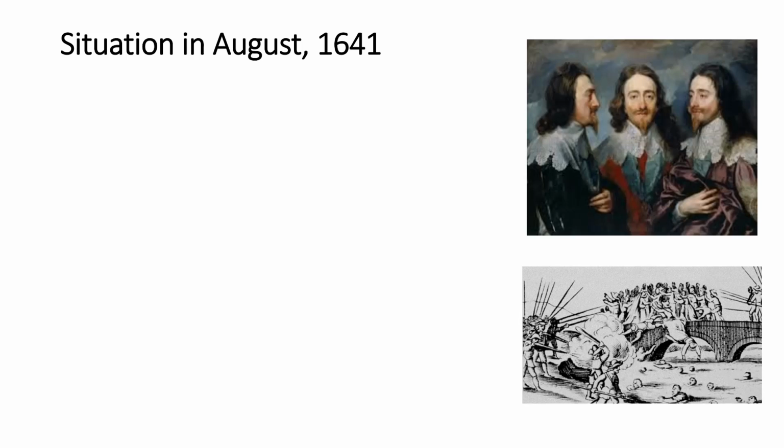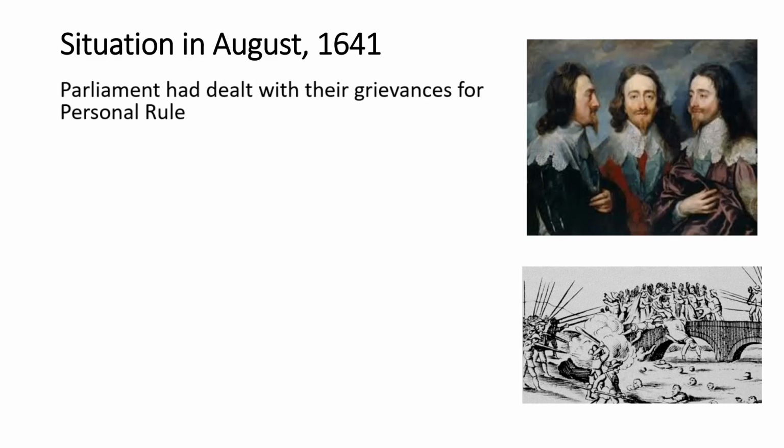Okay, so where are we at then by August 1641? Parliament had dealt with their grievances, so they had dealt with some of the issues of personal rule. Charles had made various concessions, he had given them some reforms, he had worked with Parliament in the Bedford scheme.